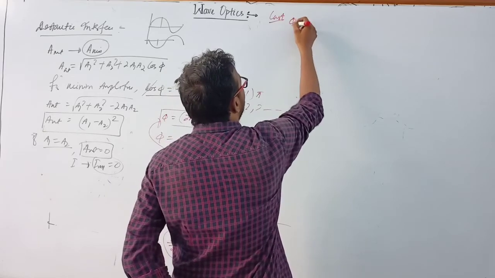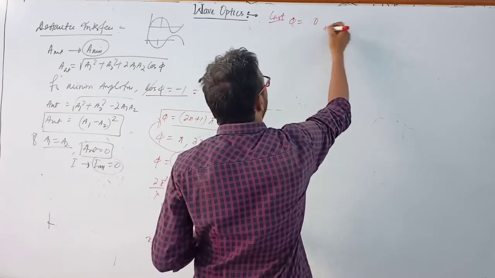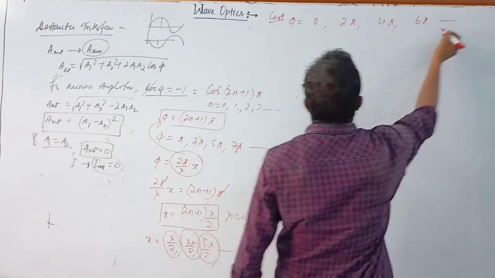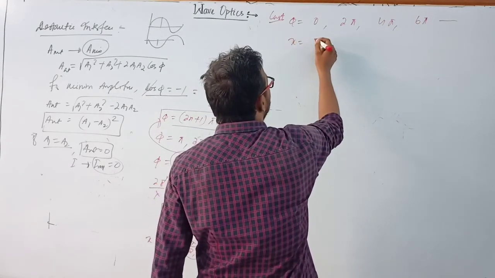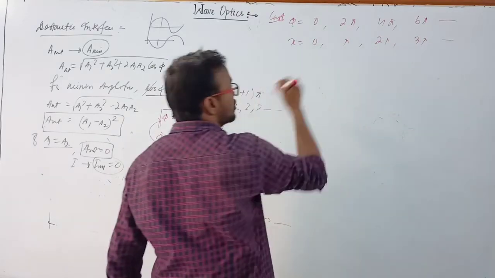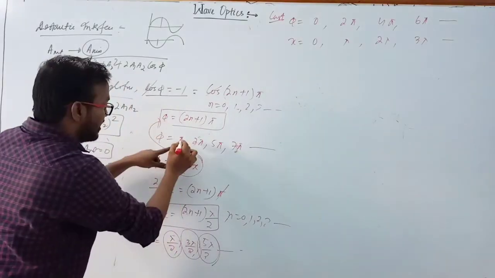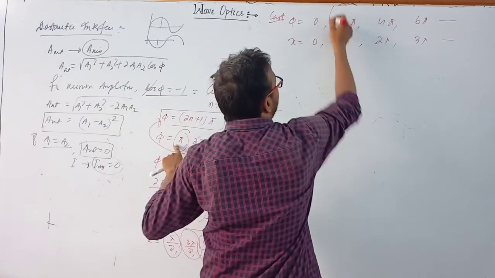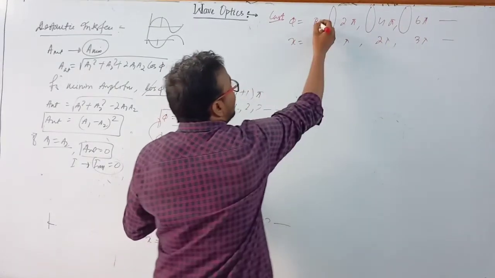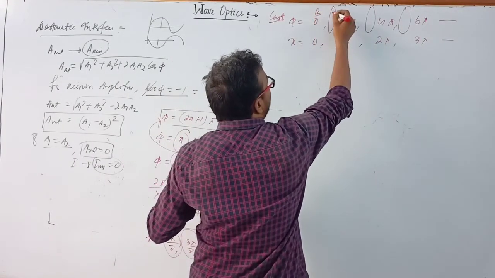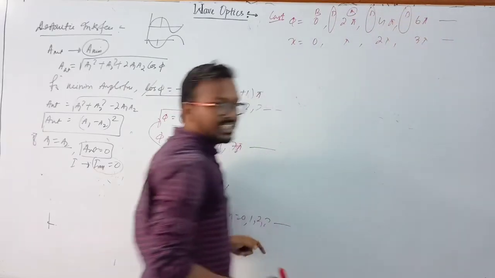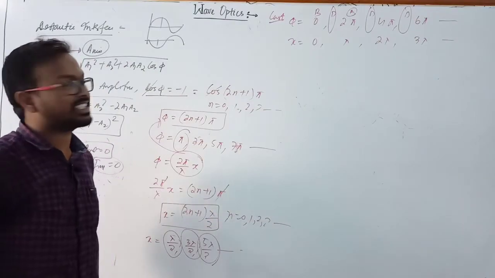Now for constructive interference, phi equals 0, 2 pi, 4 pi, 6 pi and so on, and x equals 0, lambda, 2 lambda, 3 lambda and so on. For destructive interference, phi equals pi, 3 pi, 5 pi. This is brightness, we get darkness; this is darkness, brightness. In this way we get the fringes on the screen.